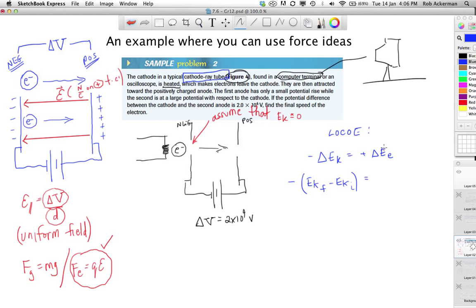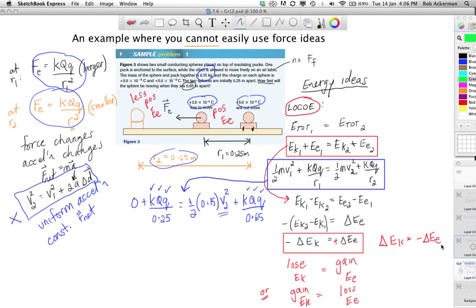Now, are you tempted for delta EE to use this formula, kQQ over R? If you are, you're going to run into trouble. Why? Because this formula is for 2 point charges. When we know that there are only 2 charges, and they are exerting forces on one another, and there's potential energy, we can use this. That was the case back here.